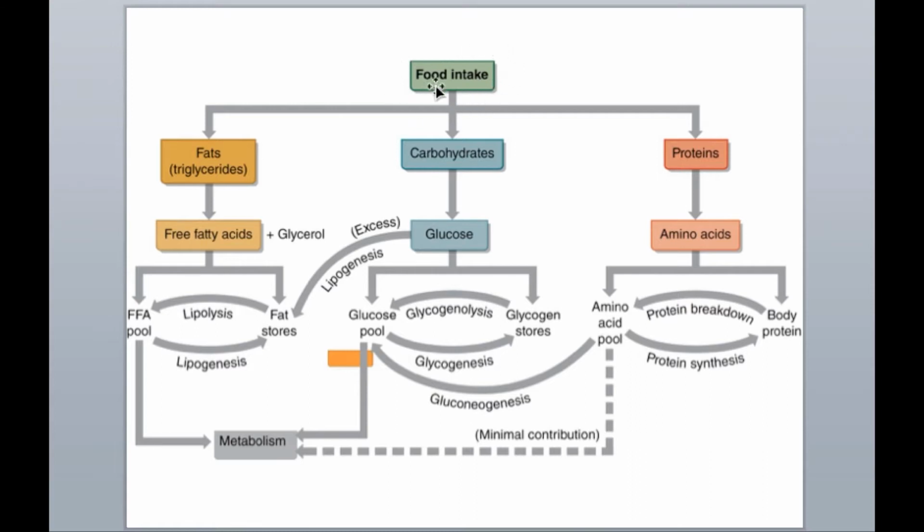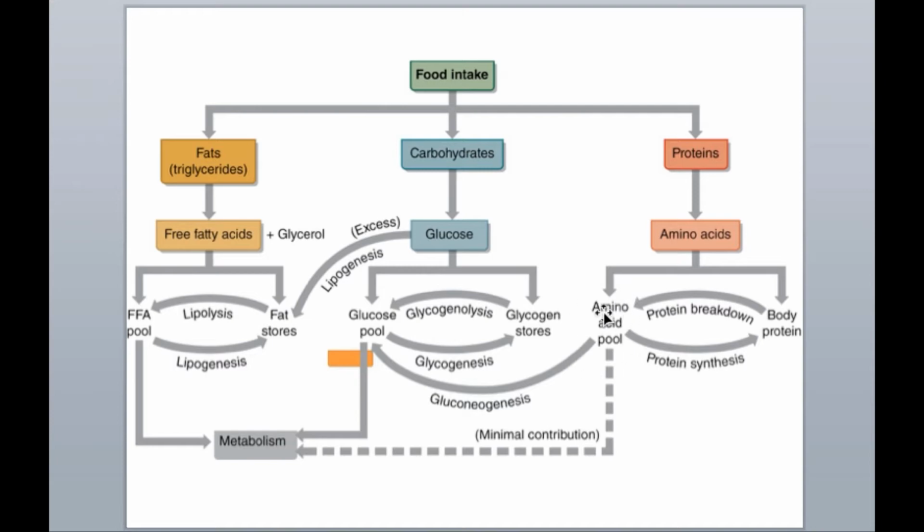So we bring in some food. Say we eat a nice big old steak, and we've got some protein in there. We're going to break that protein down into amino acids, and those amino acids are going to be transported in the blood and can go a couple of different ways. They can go to body protein, which is basically building up the muscle tissue, or instead of the body protein, they could go into the amino acid pool.